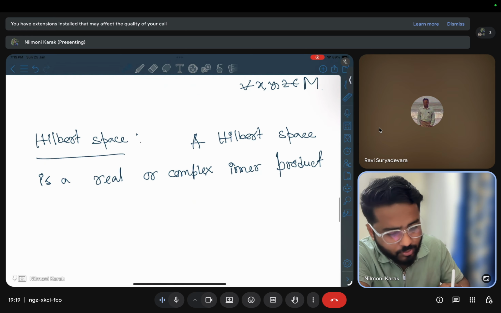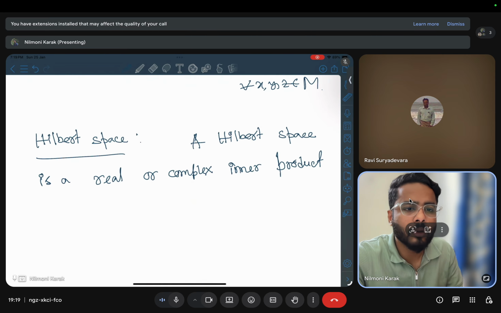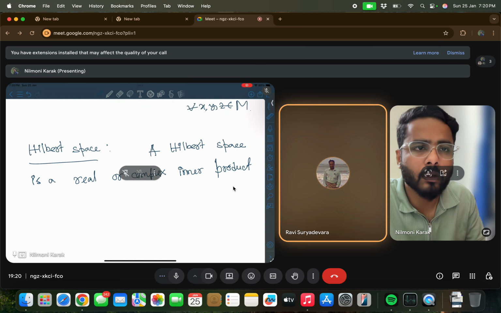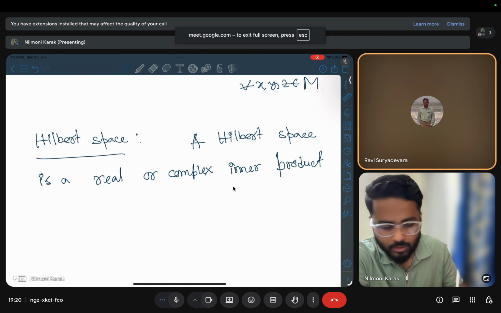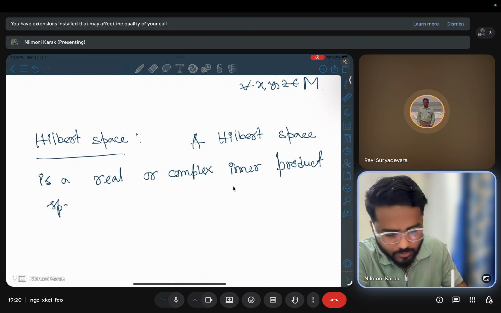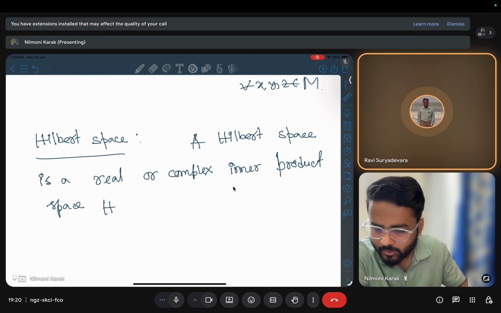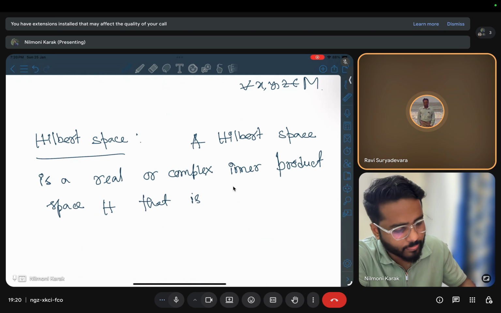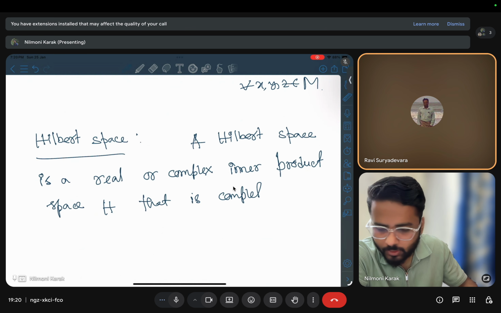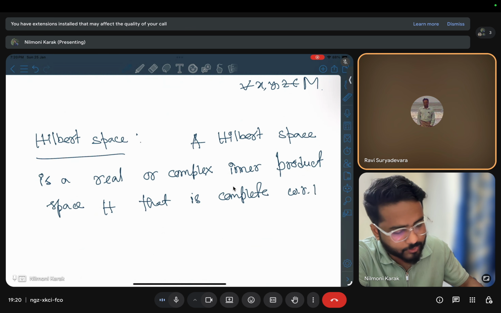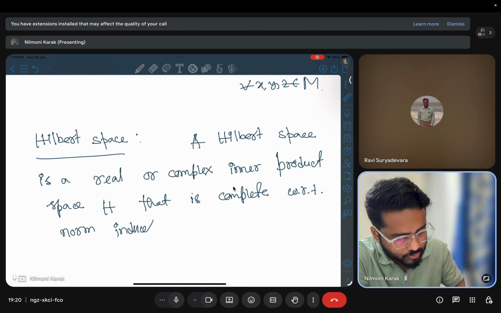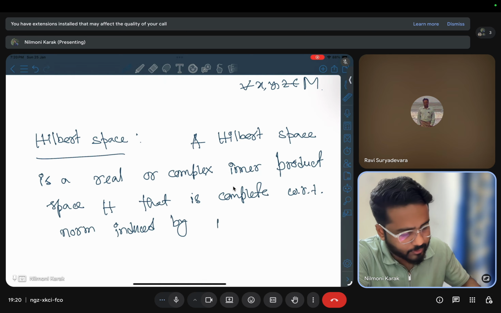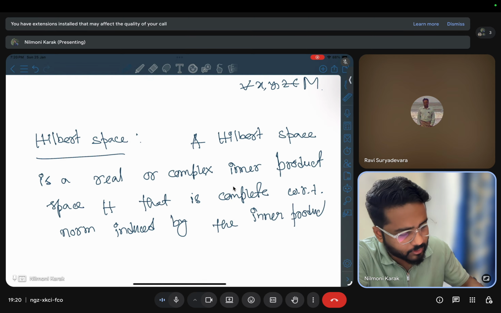So inner product space: you know the dot product, or inner product. Say two vectors are there, a and b; a dot b is the inner product. The space where a dot b is defined is an inner product space. Two vectors, with respect to the norm induced by the inner product space.